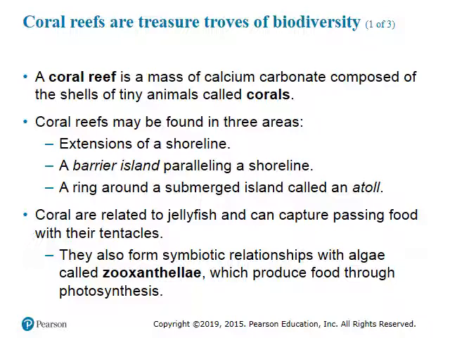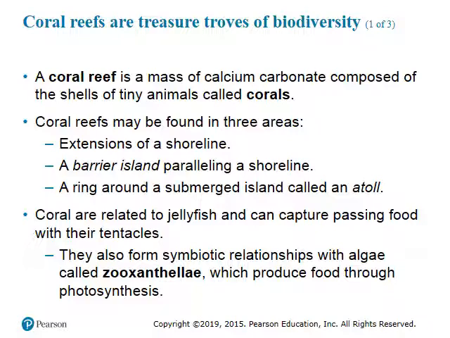Coral reefs are typically found in three forms. They are extensions of a shoreline, they may be barrier islands paralleling a shoreline, or they can be a ring around a submerged island called an atoll. I don't actually know why they are restricted to this area. That would be interesting to learn more about. But these are gorgeous areas, like a Finding Nemo type thing. Just very colorful, all types of rich wildlife, crazy, beautiful areas.